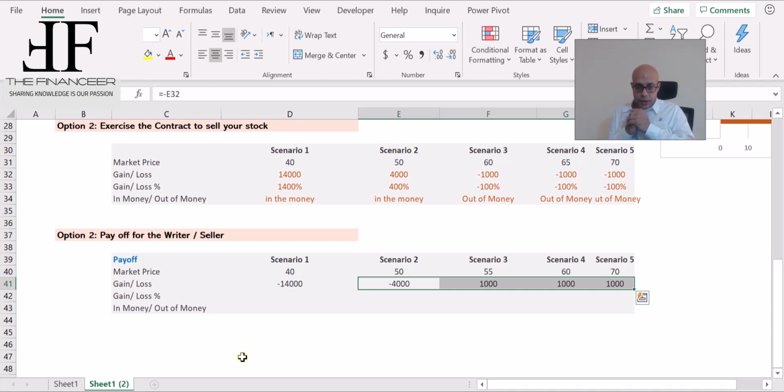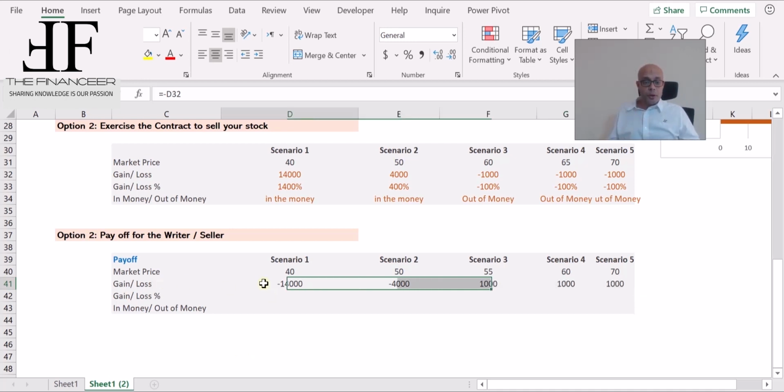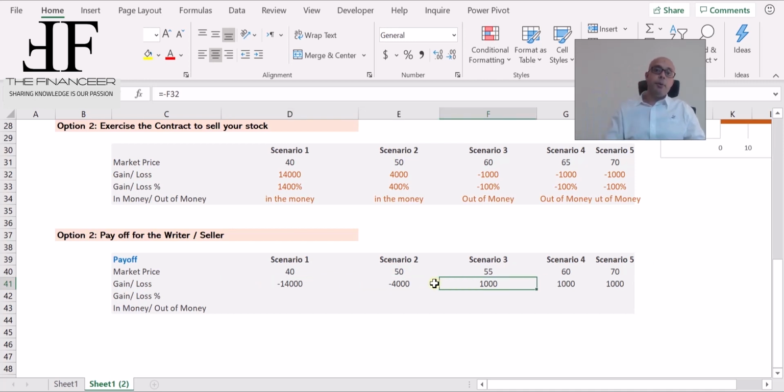So look at the case here. The writer is having open risk, very high risk, because of the loss. The loss doesn't have a ceiling. He can lose a big amount of money if the market price drops too much below the exercise price in the contract. But on the other side, the gain is very limited and capped, and this gain is capped by the amount of money he received in the beginning when he sold this contract to the buyer. So this is the difference between the buyer and the writer.